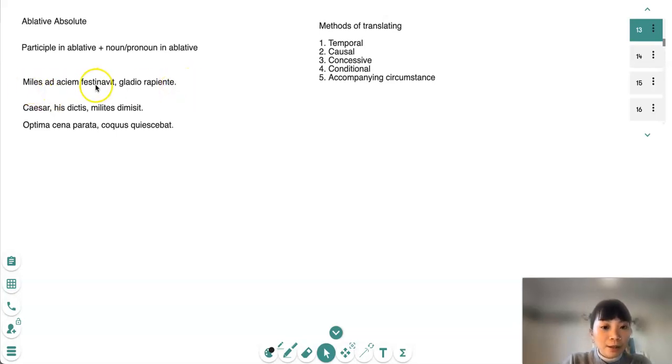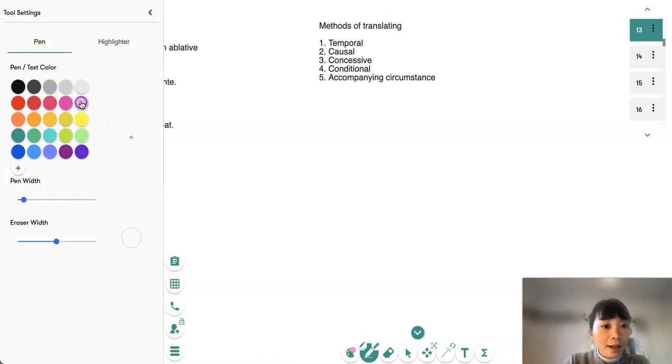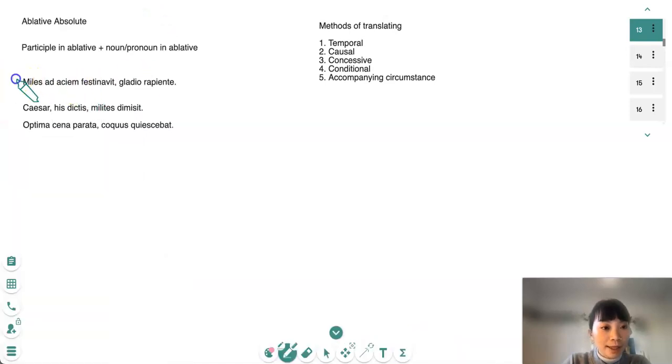So we've got our main clause here, and I'll just underline that first to make that clear. Our main clause is miles ad aciem festinavit. So that means the soldier rushed to the battle line.